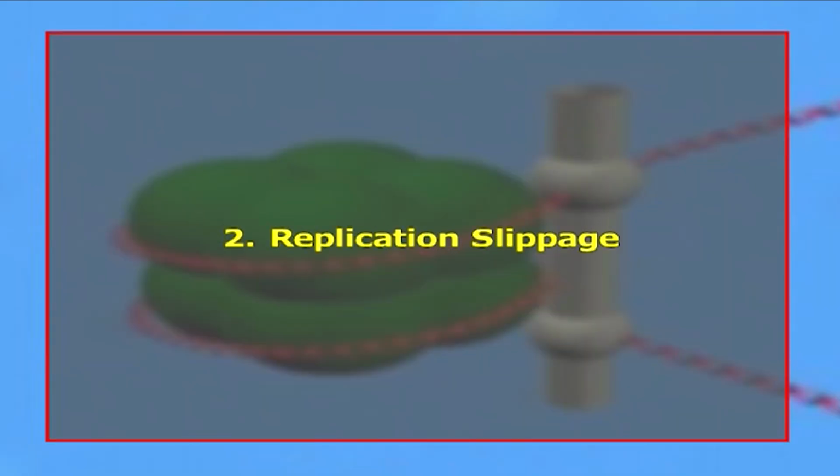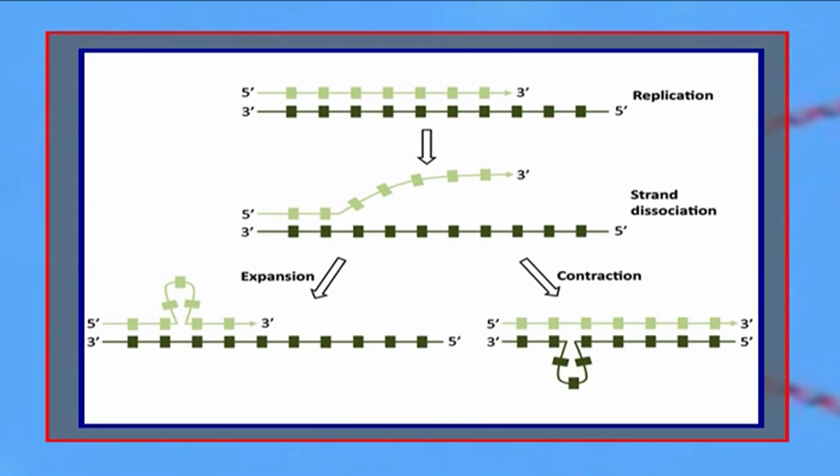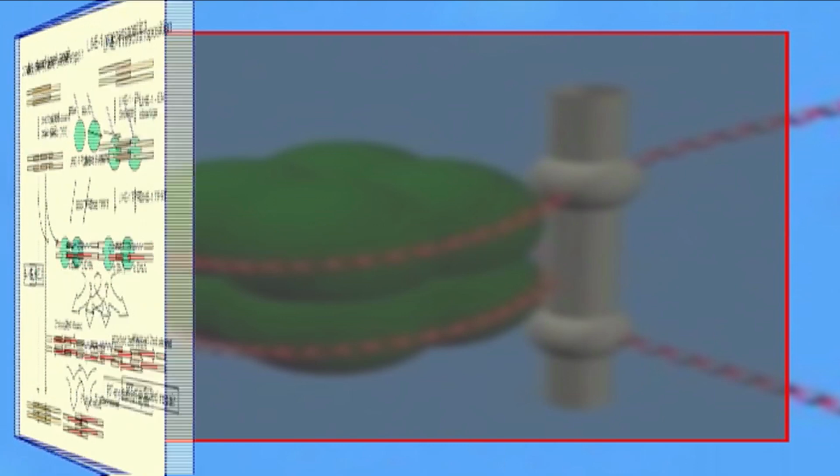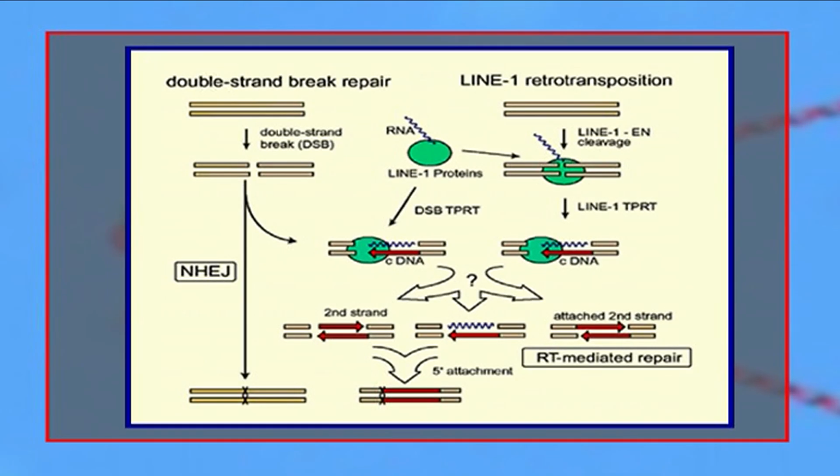Replication slippage. Replication slippage is an error in DNA replication that can produce duplications of short genetic sequences. During replication, DNA polymerase begins to copy the DNA. At some point during the replication process, the polymerase dissociates from the DNA and replication stalls. Retrotransposition. During cellular invasion by a replicating retroelement or retrovirus, viral proteins copy their genome by reverse transcribing RNA to DNA.